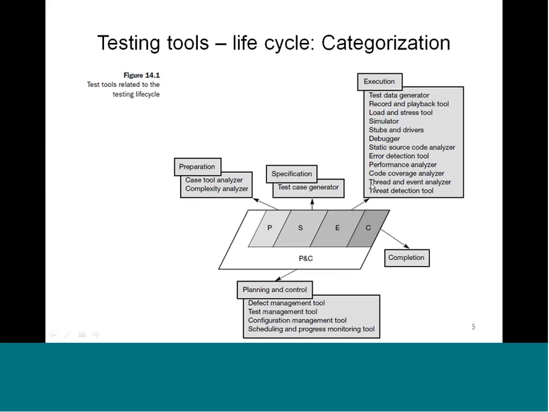There are a number of tools, which does not mean that all need to be used, but it is a categorization that needs to be applied and planned. These will all be part of the planning, software verification planning, which we have studied in our earlier sessions. Similarly for completion we have a reporting mechanism, and overall for planning and control we have different tools in terms of defect management, test management, configuration management, scheduling and progress monitoring tools. Okay, so this is how the life cycle aspects of testing will be considered in terms of categorizing the testing tools.